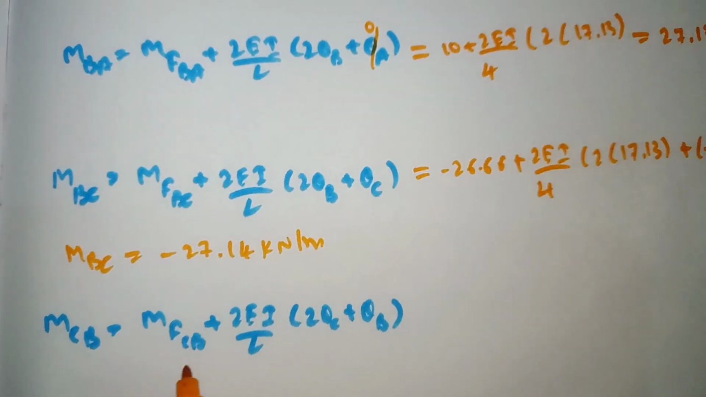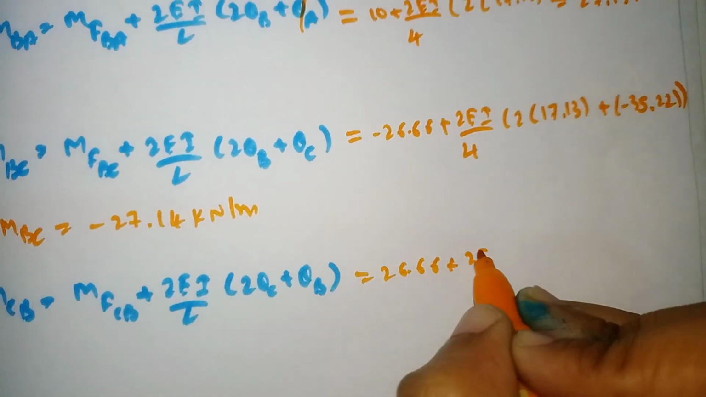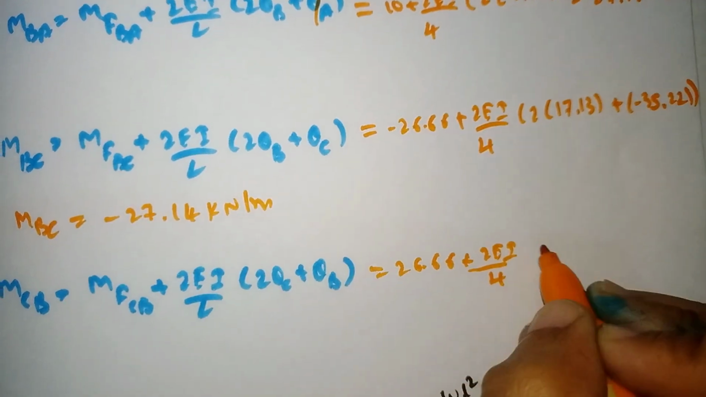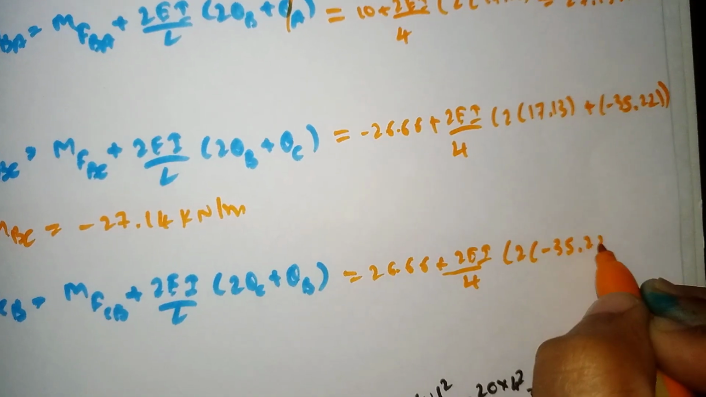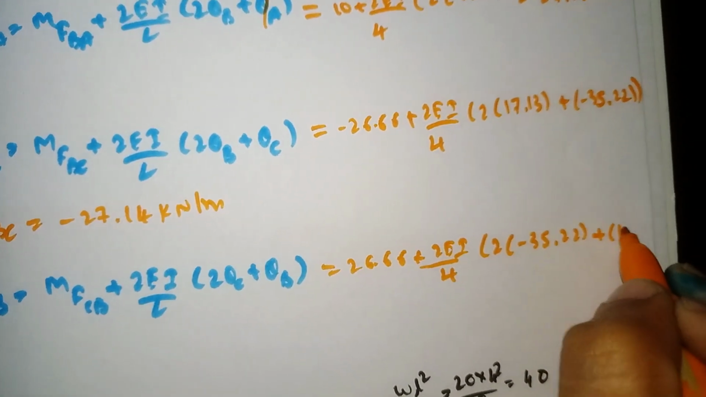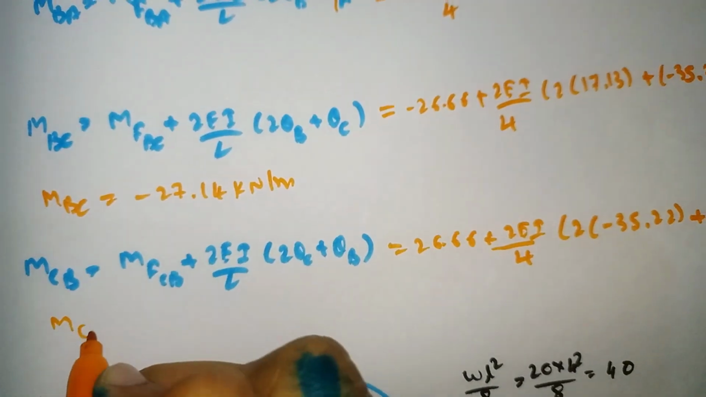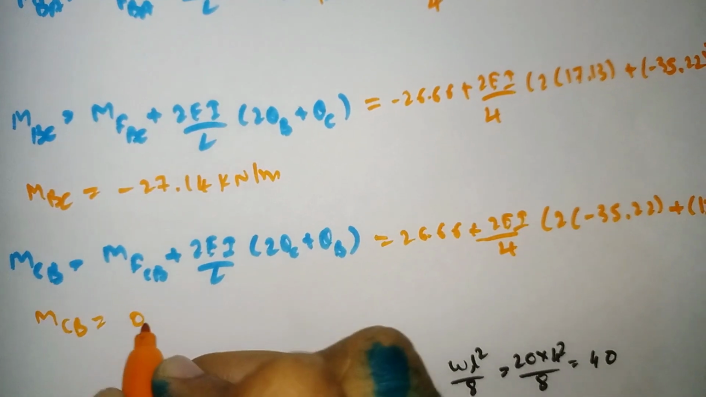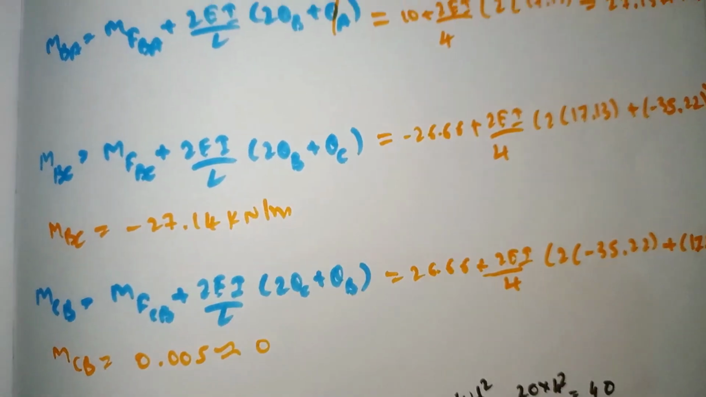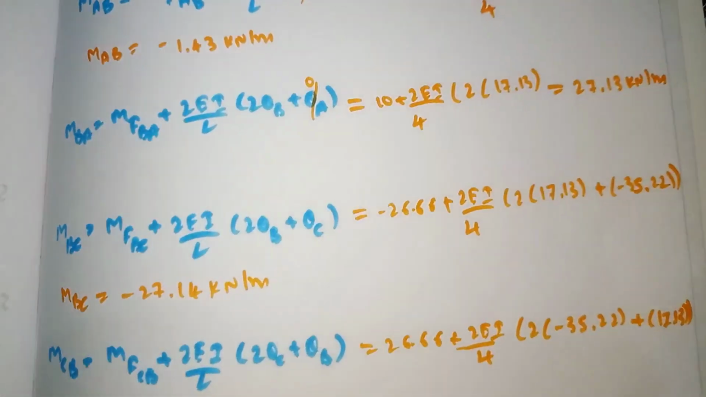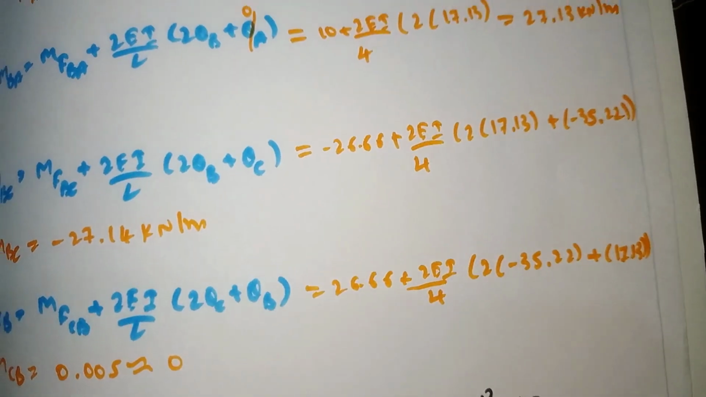Similarly for MCB, MFCB value we got was 26.66 plus 2EI divided by length is 4 meter. 2 into theta C value we got was minus 35.22 plus theta B value is 17.13. So now simplify it, our MCB value will come out as 0.005. So it is nearly equal to 0. So this is how we need to find the final moments. So here our step number 8 completes. So next step is drawing of the BMD.